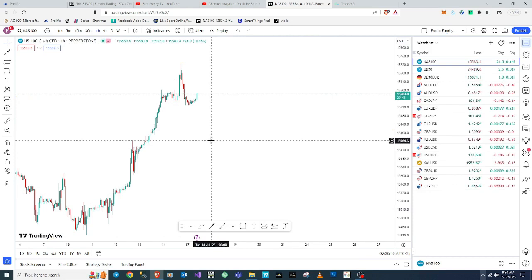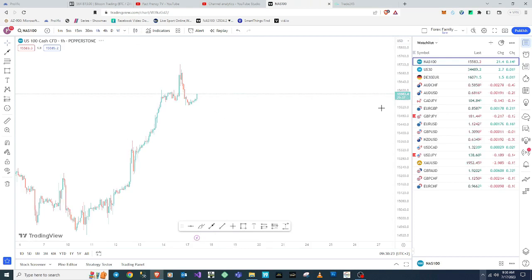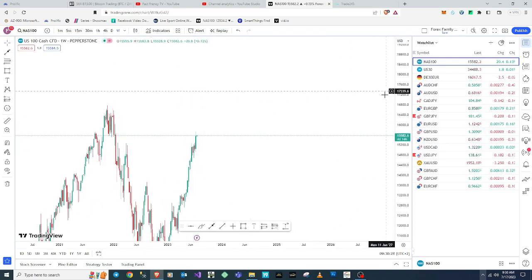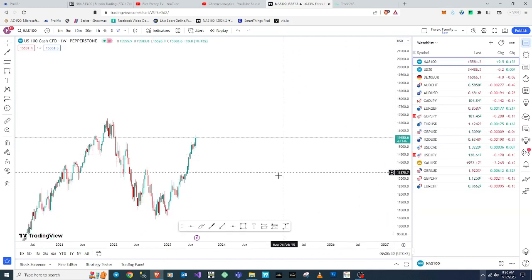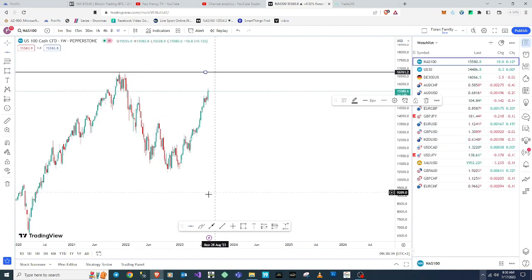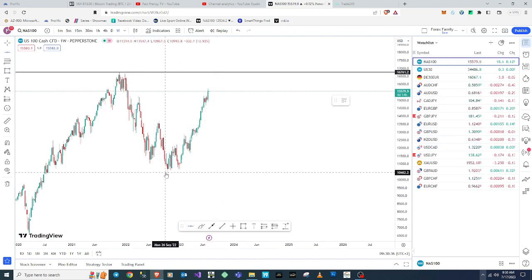So you know how we do this thing, guys. What I'm going to do is go to the higher time frame. On the higher time frame, I have to specify my highest point and the lowest point. So this is where my highest point is, and this is where my lowest point is right now.